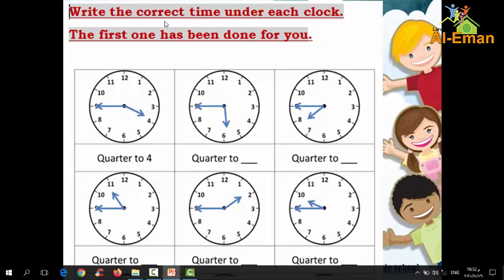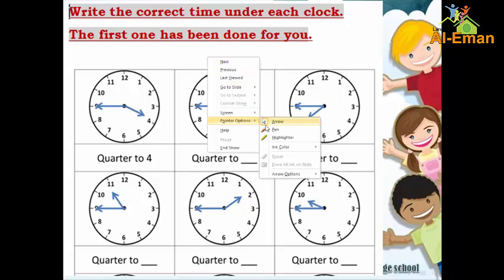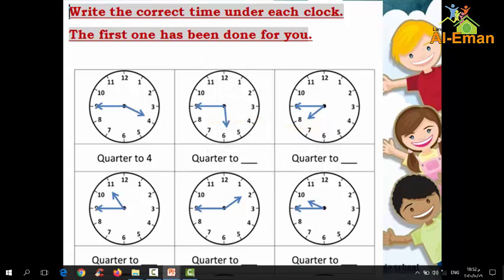Okay, write the correct time under 8 o'clock. Let's see first one. First one is done for you. Okay. Short hand points to what? Points to 4. But long hand points to what? Points to 9. Okay, points to 9. 9 mean what? Quarter to. So what's the time? Quarter to 4. But in digital clock, 9 mean what? Mean 45. That's great.